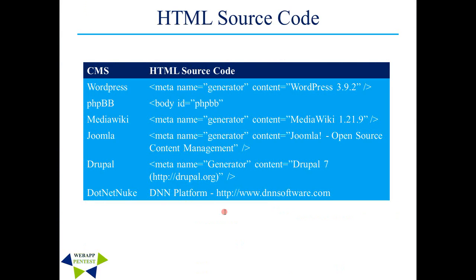We can also do information gathering by looking at the HTML source code of any application. We might intercept the response in a Burp tool or do a view source on a particular website. If we come across the meta tag with the content as WordPress, then it might be using WordPress. If it's body ID phpbb, then it might be using the phpBB content management system. Similarly, we can look at the content of various technologies and come to a conclusion that it might be using a particular technology.